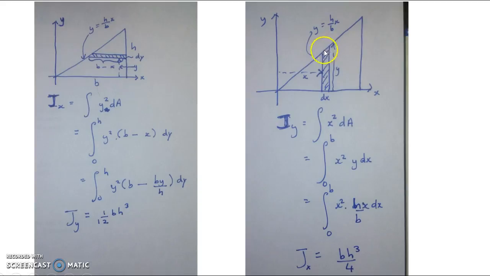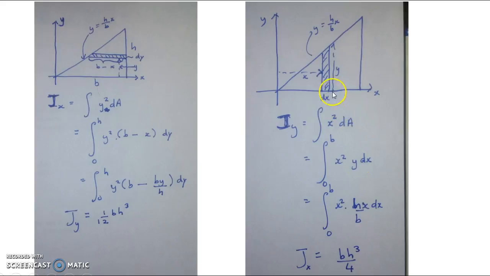Remember, it's an elemental strip, so I can use this point or this point. They're both y, right? So my area would be what? y dx, which is what I have here. Agree? Now again, I have x squared y dx, so I have y in the term that I'm trying to integrate with respect to x. So how do I get y as a function of x here?